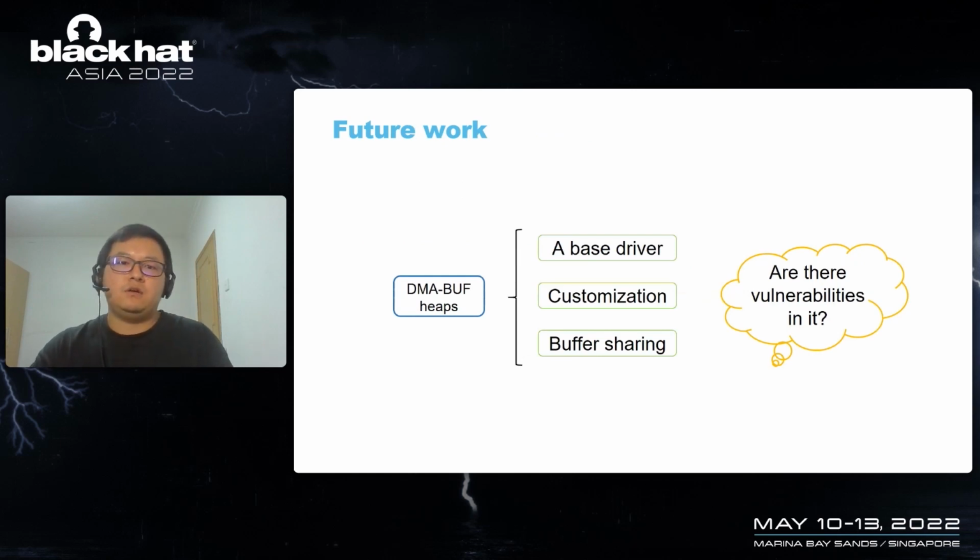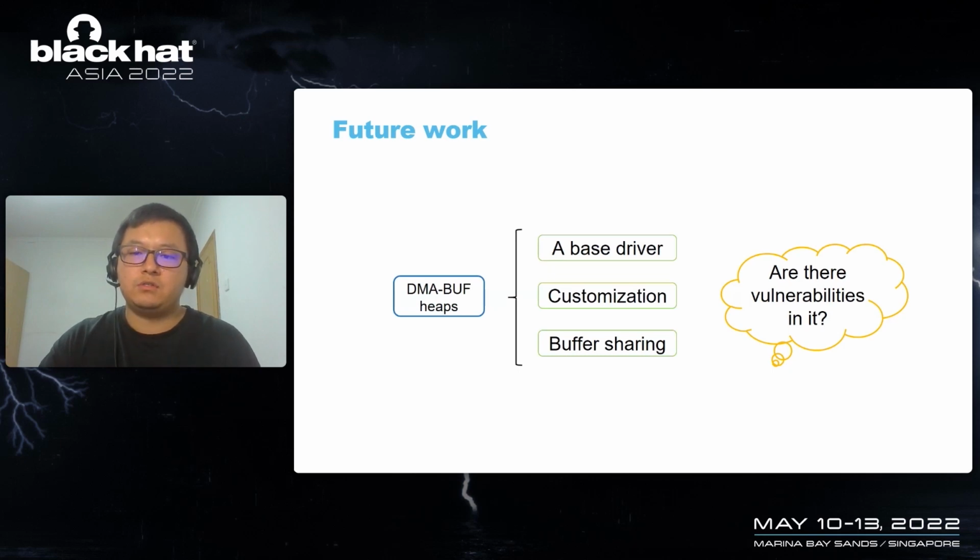It's time for us to discuss the future work. We know that ION has been replaced with DMA buff heaps in some devices of Android 12. So are the DMA buff heaps secure? We found that DMA buff is very similar to ION. First of all, DMA buff component is also a base driver used by kernel drivers. This is just like ION. There are also customization interfaces in DMA buff. Vendors can use these interfaces to do their customizations. And buffer sharing is also a feature of DMA buff. Our next step is to use the bug hunting methods we used in ION to do some more research on the DMA buff component to see if there are issues in it.